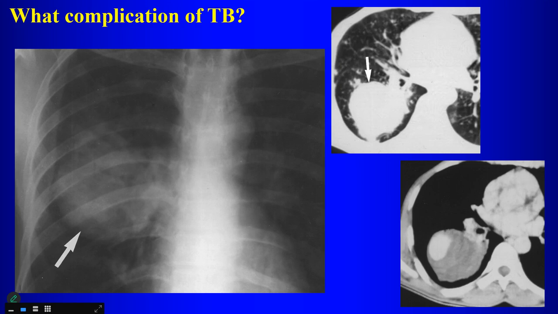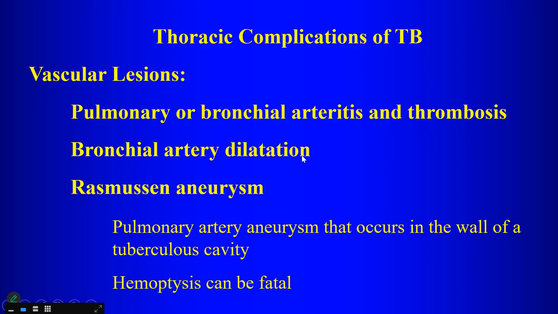Yeah, so that's a vascular mass. So this is a large pulmonary artery aneurysm. It's a Rasmussen aneurysm. So this can also occur from tuberculosis. So vascular lesions can occur from tuberculosis. Rasmussen aneurysm, pulmonary artery aneurysm can occur in the wall of a tuberculous cavity. Of course, hemoptysis would be the complication of that.